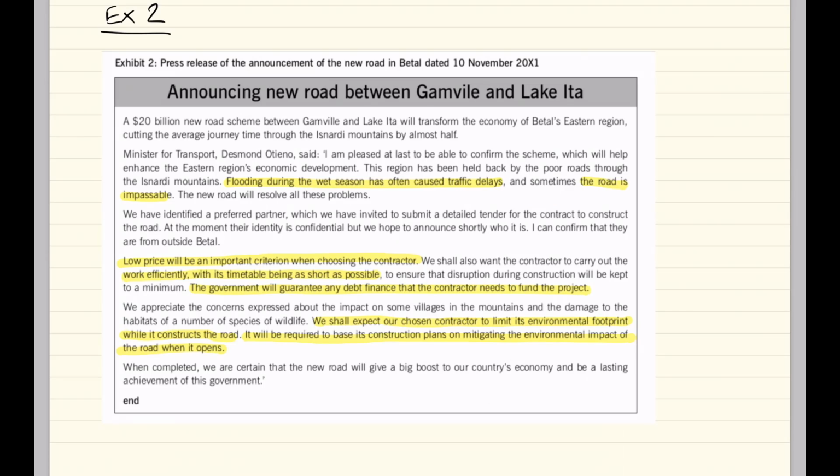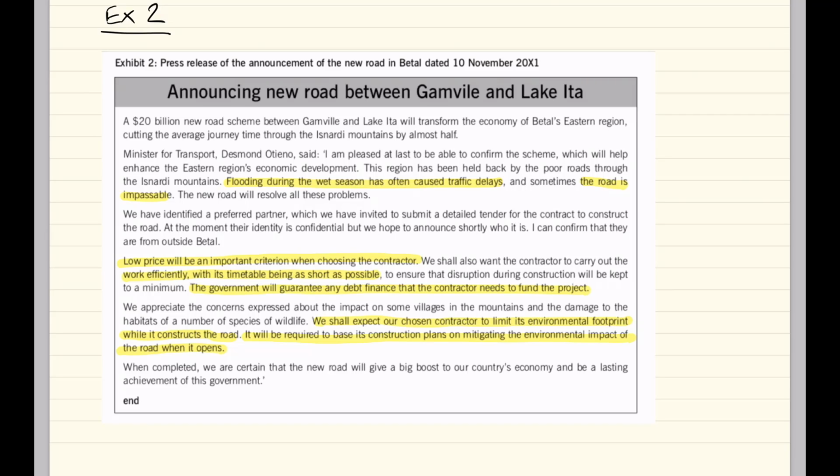And in Exhibit 2, we're given various information about the fact that it floods during the wet season, and that can cause delays. It could even make the road impassable. So all of these could have a major impact on the viability of the project and the reliability of the estimates. It talks about low price is important when choosing a contract.